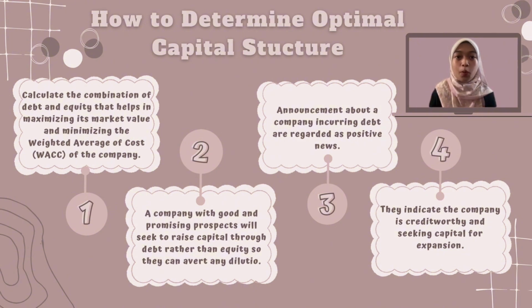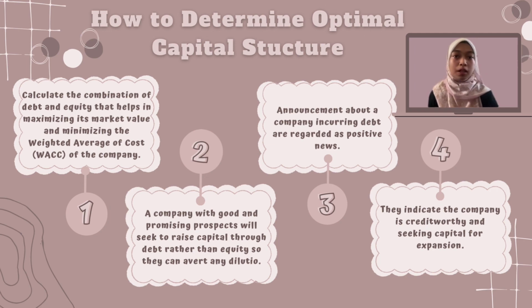For example, when the company wants to make a plan, they have to consider its cost of capital and decide on how to earn a greater return than their own cost of capital in order to make their investment worthwhile. Moreover, in order to determine the optimal capital structure, a company with a good and promising prospect will seek to raise capital through debt rather than equity, so they can avoid any dilution. Why? Because there is no ownership stake provided by a loan, and it avoids transferring a negative signal to the market.